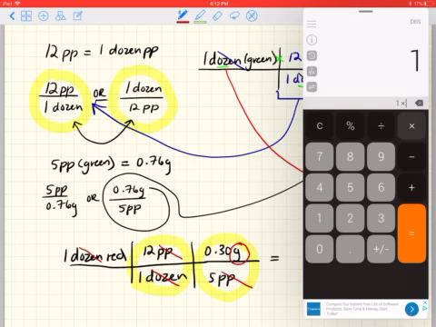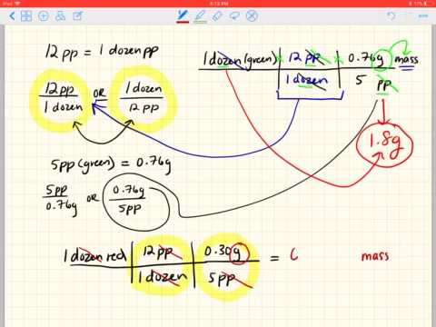All right, so I have 1 times 12 times 0.3 divided by 1, which is going to be the same thing, so I'm just going to divide it by 5 on the bottom, and that gives me 0.72. So 0.72 grams.